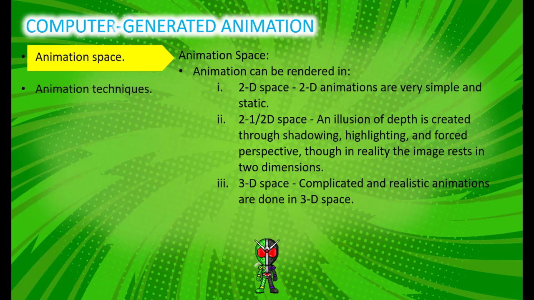Okay, now we want to talk about 2.5D space. In 2.5D animation, an illusion of depth, the Z-axis is added to an image through shadowing and highlighting. But the image itself still rests on the flat X and Y axes in 2 dimensions. Embossing, shadowing, beveling, and highlighting provide a sense of depth by raising an image or cutting it into a background.